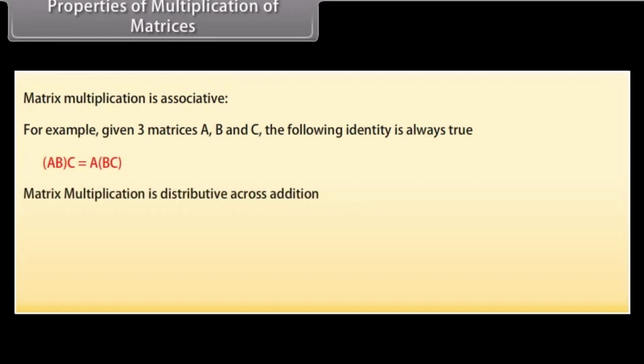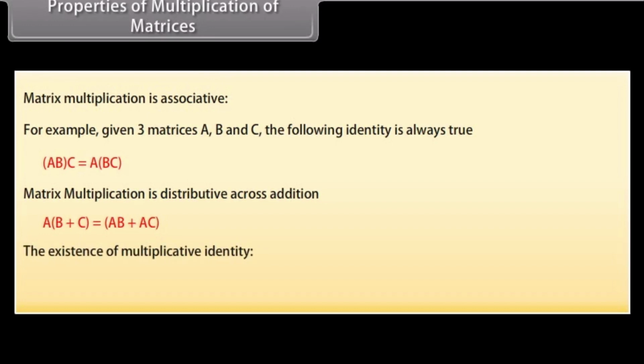Properties of multiplication of matrices. Matrix multiplication is associative. For example, given three matrices A, B and C, the following identity is always true: AB into C is equal to A into BC. Matrix multiplication is distributive across addition: A into B plus C is equal to A into B plus A into C.